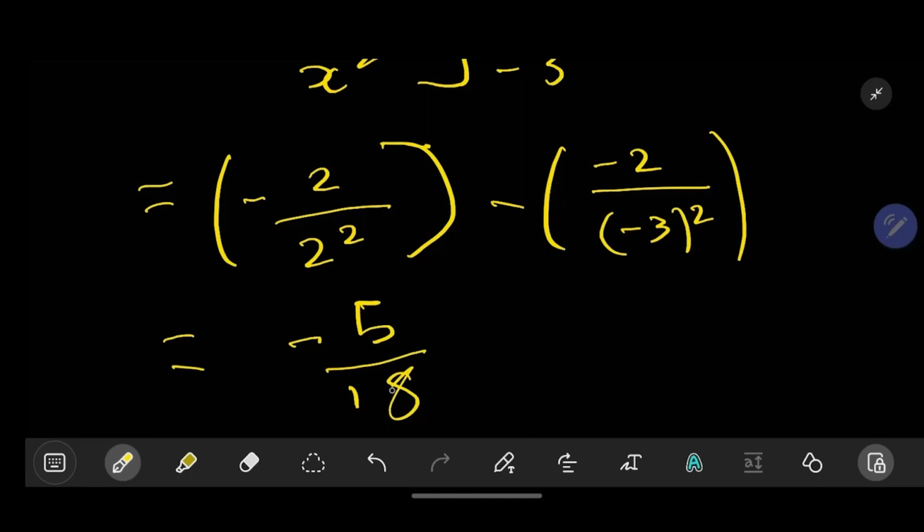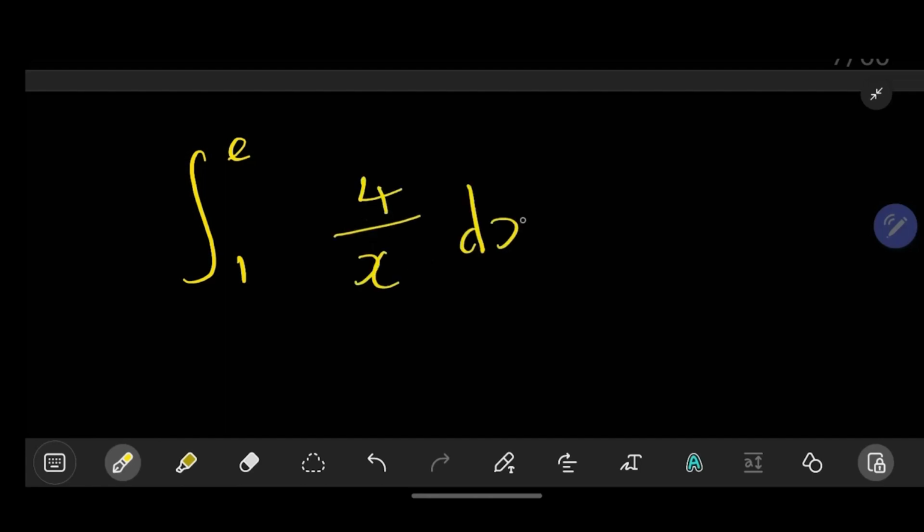So let's look at another example. Let's look at one where we need to find the integral from 1 to 4 of 4 over x dx.